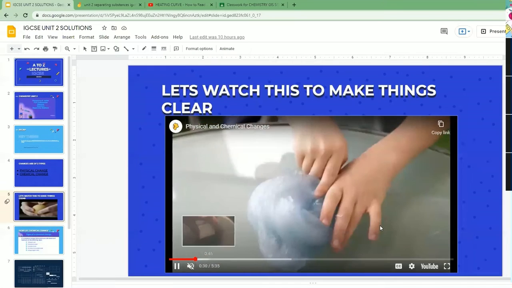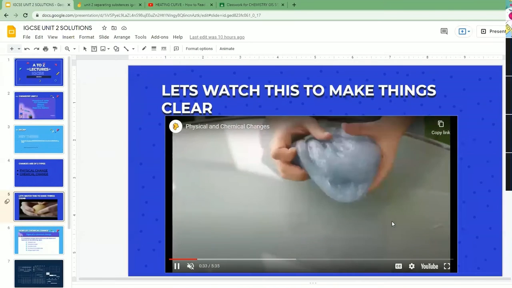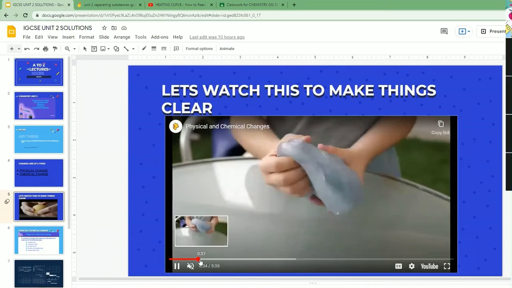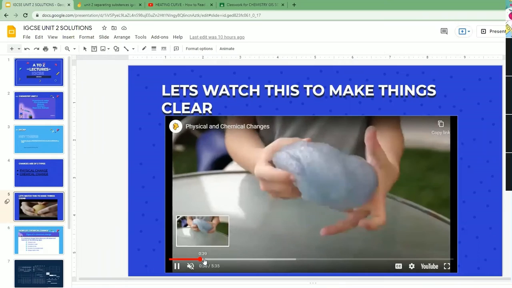Slime is another example. Have you seen kids play with slime? They will mold the slime, they will make it into different shapes, but still it's a slime.